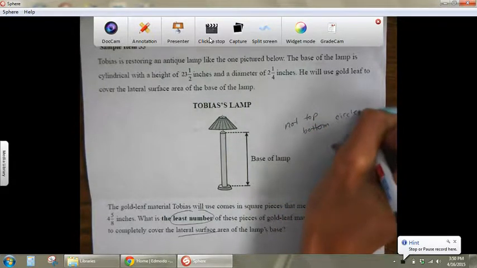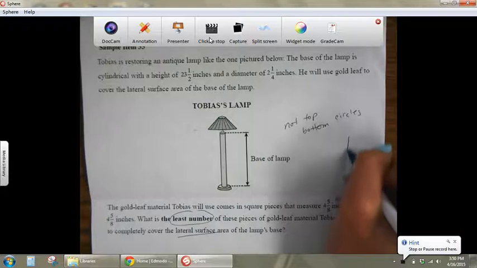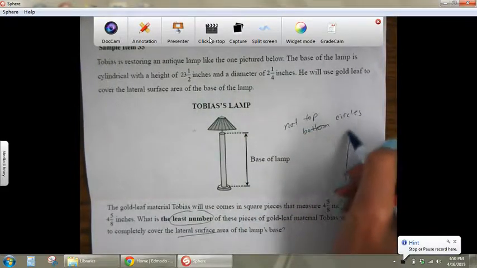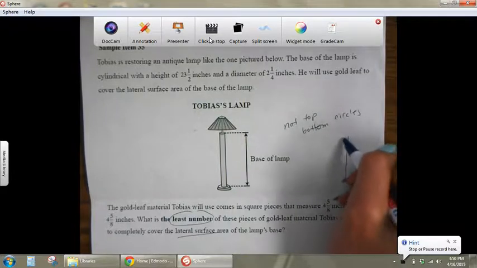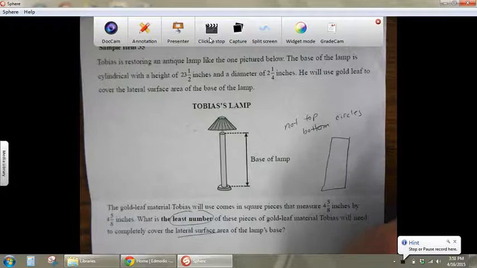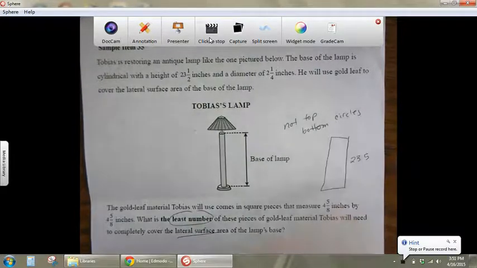Basically it's just going to be the height of the lamp, and then imagine you unrolled it, maybe it would be about that wide. So it looks like the height is 23.5 inches.